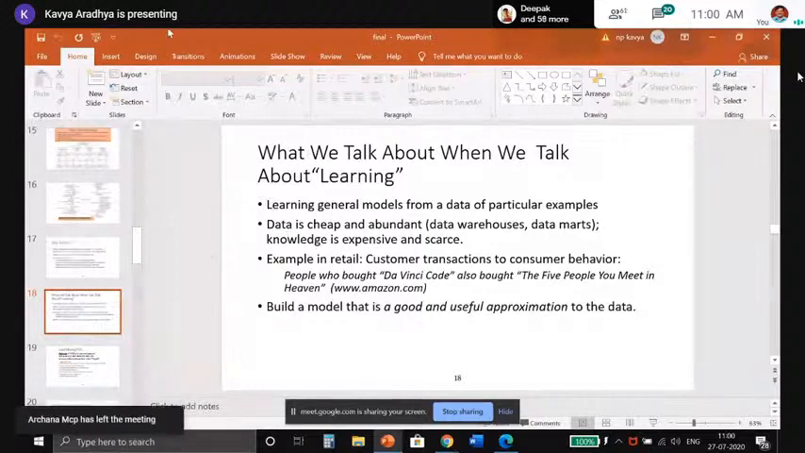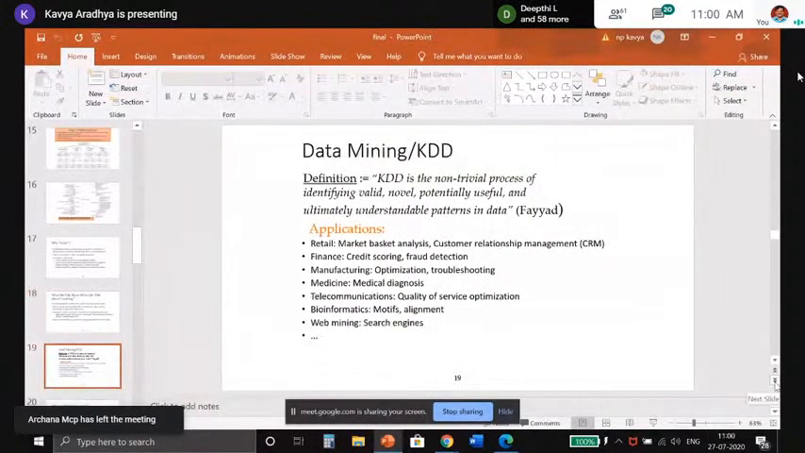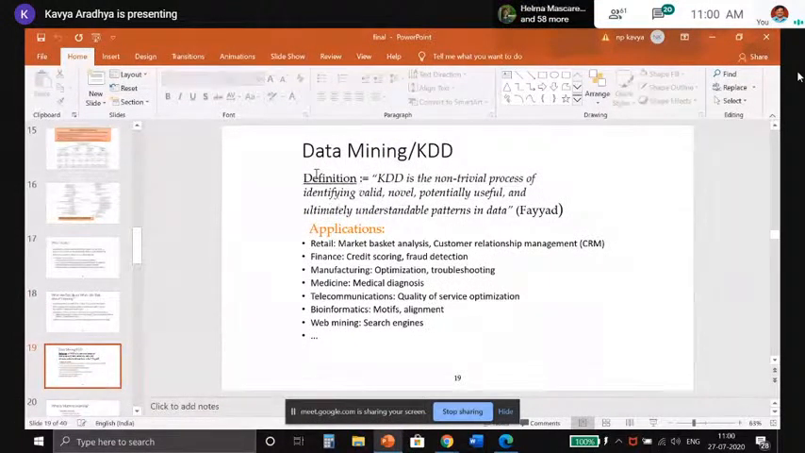This is again a continuation about learning. I think I'll directly take you into the soft computing methods we have here. One such area in your ML methods could be KDD. What does KDD stand for? Knowledge discovery in databases. It's another synonym for data mining.